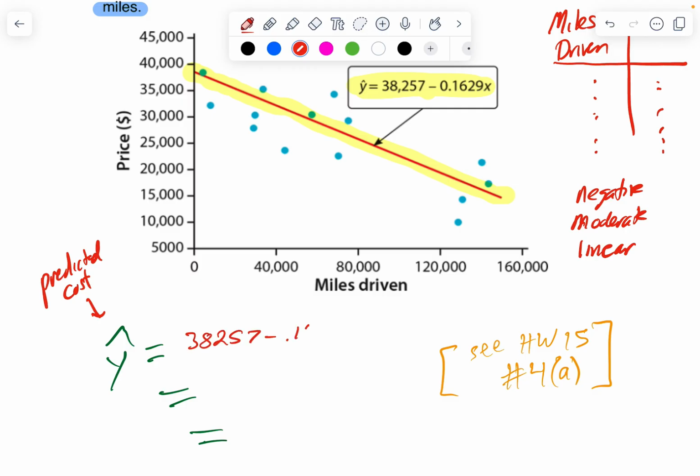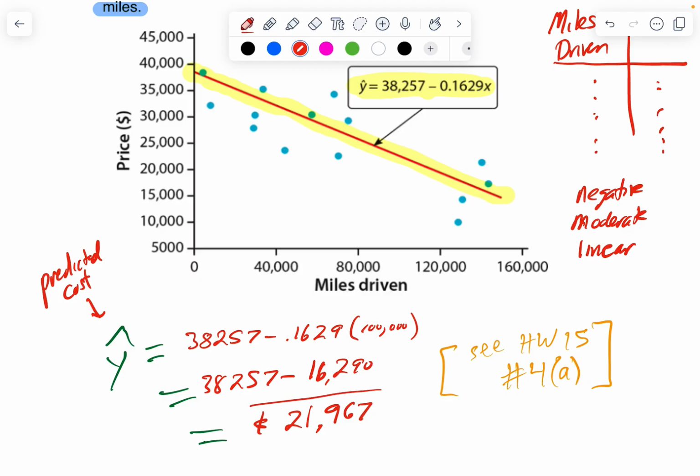So this y hat is representing the predicted cost of this truck, and it's best represented as $38,257 minus 0.1629x, where x is miles driven. So if we specifically wanted x to take the value of 100,000, then we'd have 38,257 minus 0.1629 times 100,000, which is 16,290. And if you use the calculator to find the difference, it is $21,967.